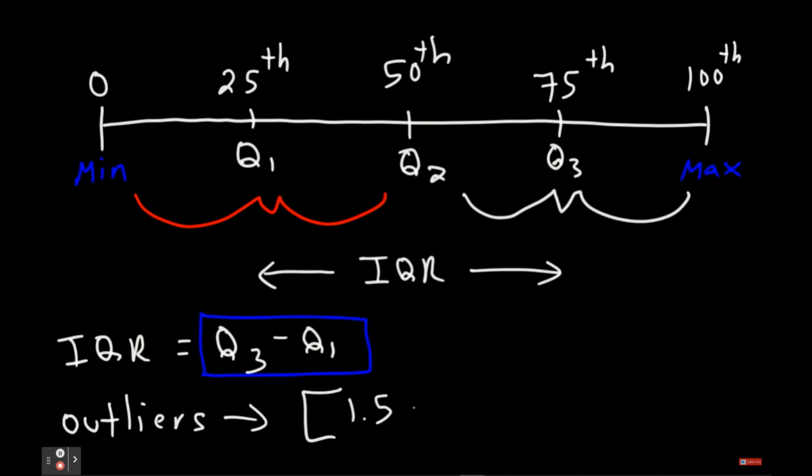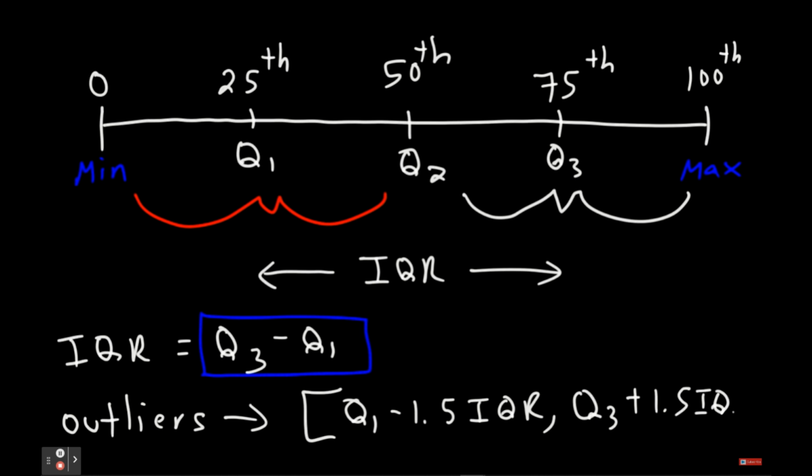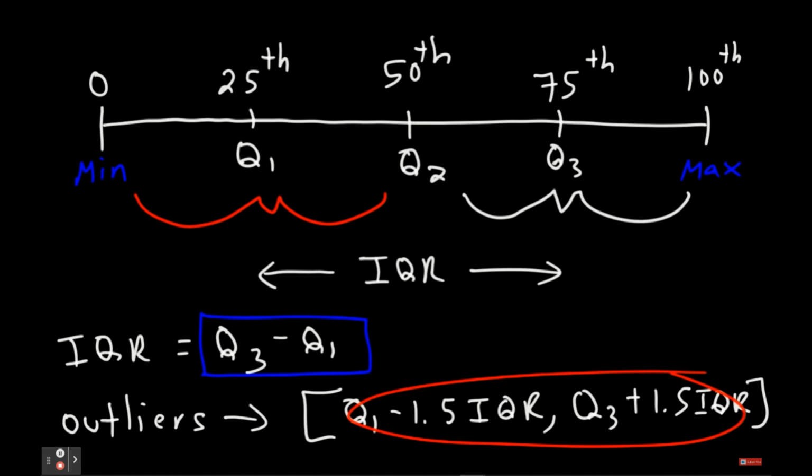The outliers will exist outside of this range. It's going to be outside of Q1 minus 1.5 times the IQR value to Q3 plus 1.5 times the IQR value. So if you have a number that's in the list and it's not in this range, it's outside of it, then that number is considered to be an outlier.